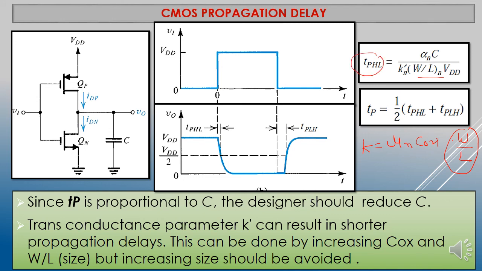But there is a problem. We cannot increase the size of CMOS. So this idea is not good. So what we can do is we can increase Cox. Cox is oxide capacitance. When we increase Cox, it will decrease propagation delay. So these are the two questions which can be asked in interviews.